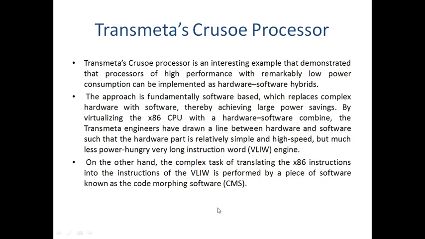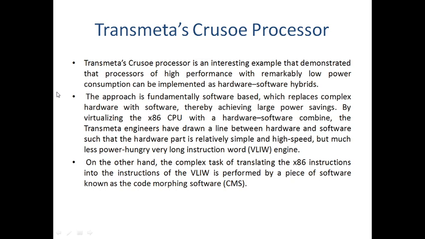In this video, I am going to explain Transmeta's Crusoe processor. Transmeta is the name of a company, and Crusoe is the name of the processor. The Transmeta Crusoe processor is an interesting example that demonstrated how high performance with remarkably low power consumption can be implemented as a hardware-software hybrid. It is the best example of getting high performance with low power consumption. It is a hybrid model, combining both hardware and software.